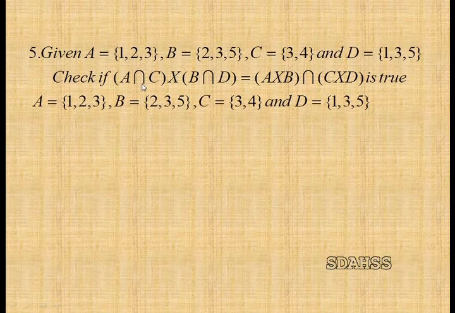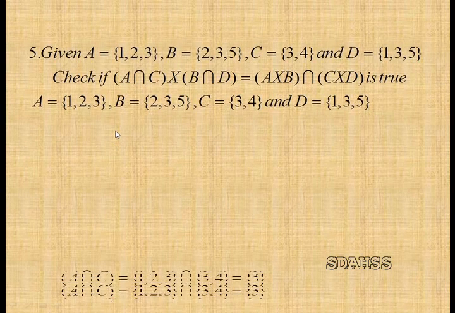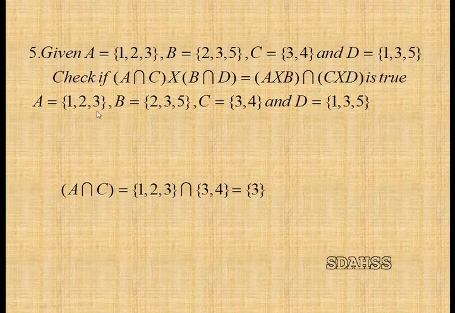First let us take LHS. In LHS let us consider A intersection C. A intersection C is equal to, here the set A is {1, 2, 3} intersection set C is {3, 4}. Now you compare both the sets and write the common elements. Here the common element is 3. Only one element, 3.